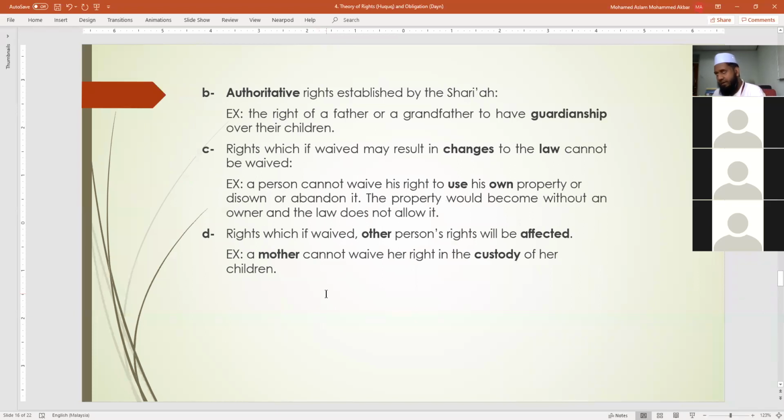Then the second one is called B, authoritative rights established by the Sharia. For example, guardianship. The father is the guardian of the son. If there's no father, the grandfather will become the guardian over the children. But this one, Sharia is the one who gave the guardianship. Remember, it's not the court, it's not the people, it's not the human being. Sharia is the one who made the guardian, so that one cannot be waived.